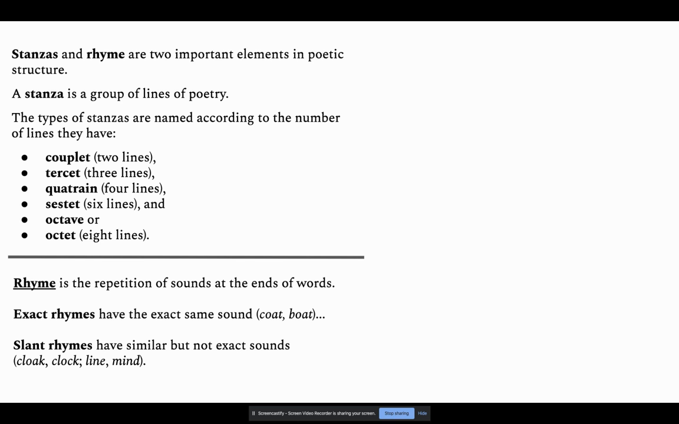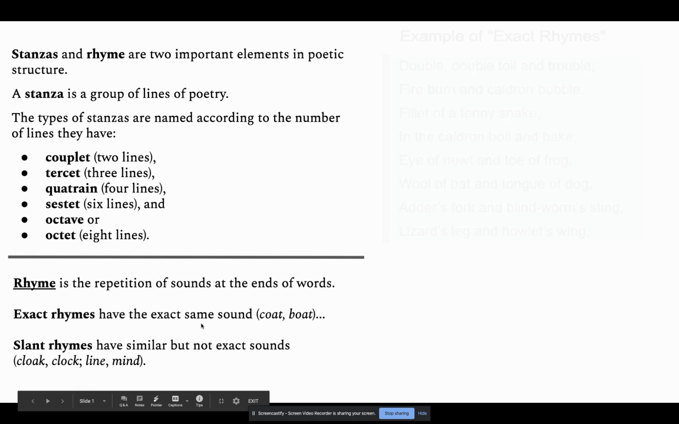They both end with K. Line, mind. They don't both end with the same consonant, but they have a similar sound, like line, mind. These are what we call slant rhymes. Not exact, but they're called slant rhymes.